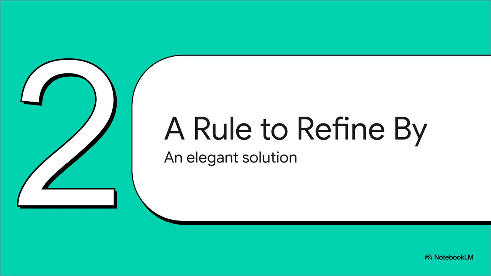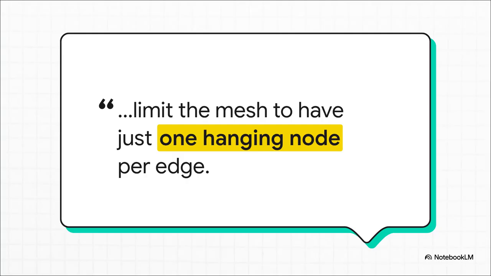Well, it turns out the fix is just incredibly elegant. It all comes down to a simple rule. The whole solution is built on this one powerful idea. The goal is to make sure that any edge in your mesh has at most one hanging node. Okay, what's a hanging node?